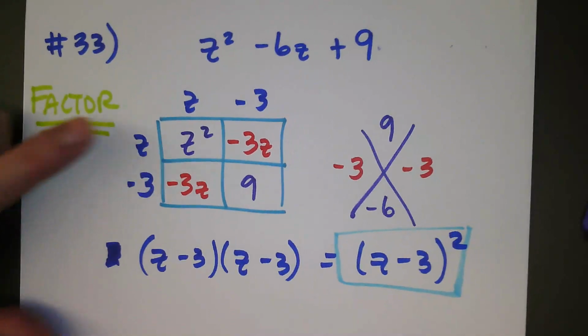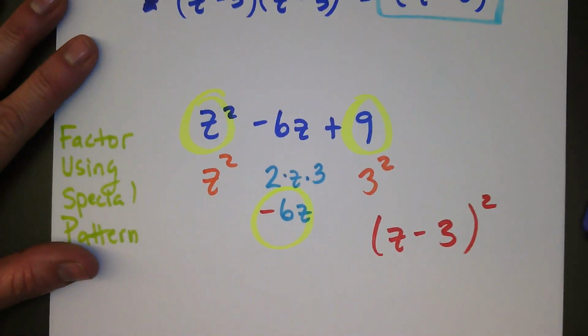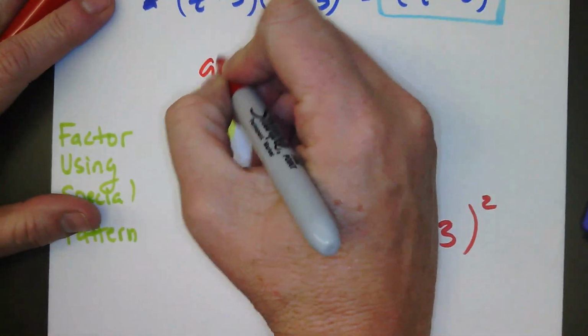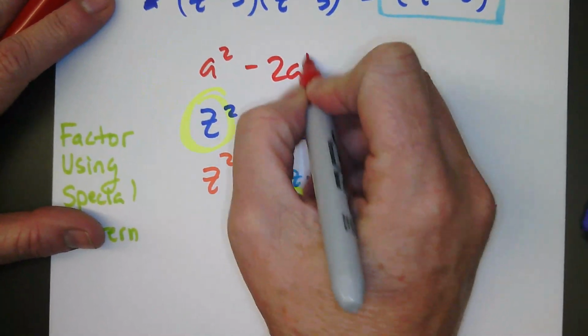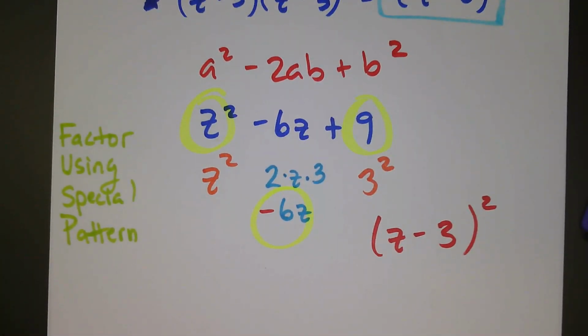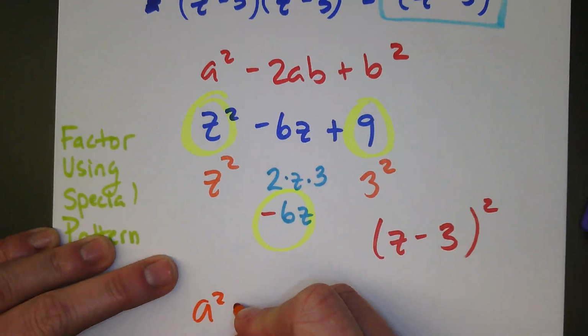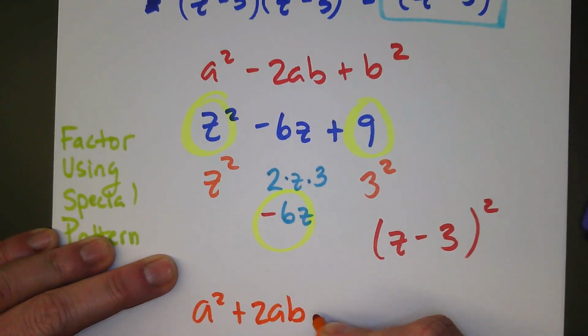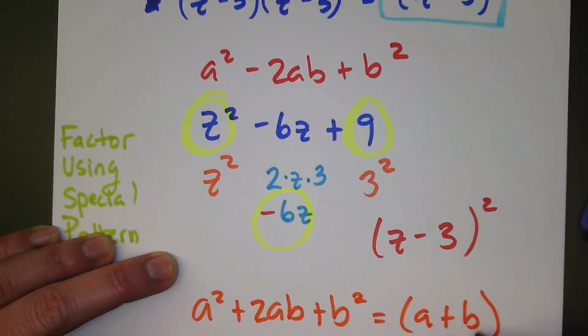So you can get to the right answer using your area model and your diamond problem in order to factor, or if you recognize the special pattern being this, a squared minus 2ab plus b squared. And then, of course, the other iteration of the pattern is when this is plus, so it might look like this: a squared plus 2ab plus b squared. And then that would look like this: (a + b) quantity squared.